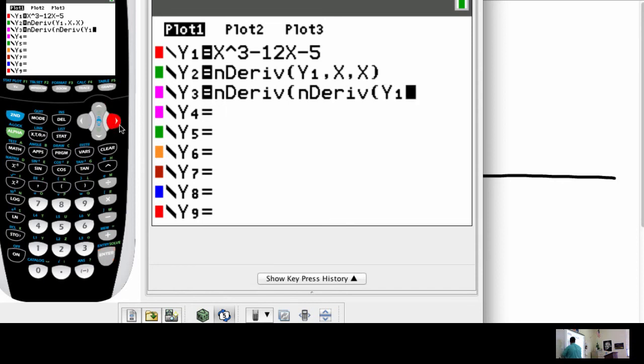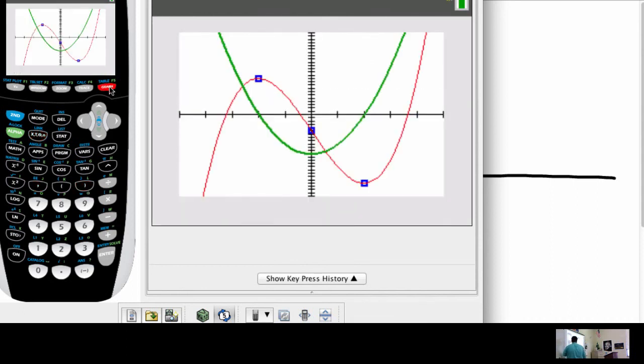Hold on, getting excited. Comma, x, close the derivative. That's that one. Comma, x. And I think if I hit graph, now I'll graph 6x, which should go through the origin with a slope of 6. Now we know that because we did calculus.